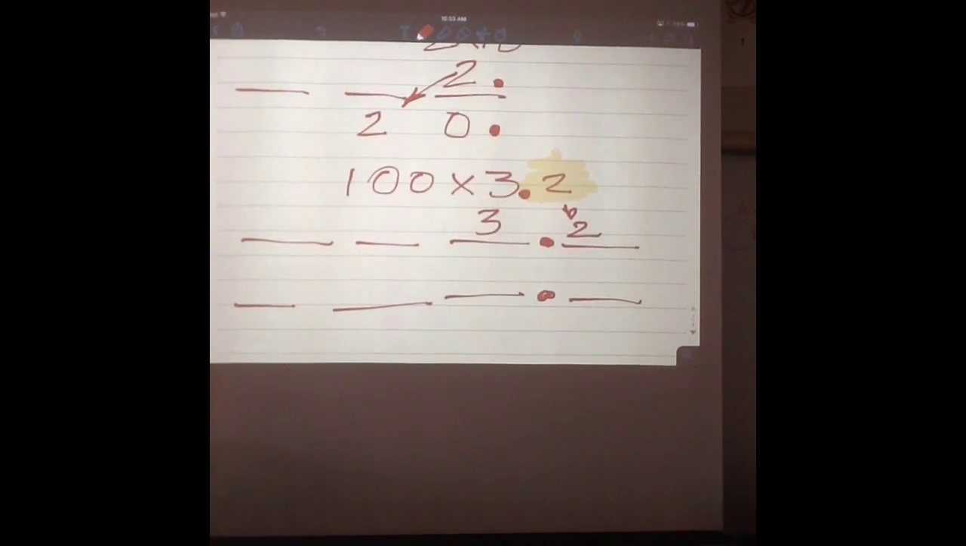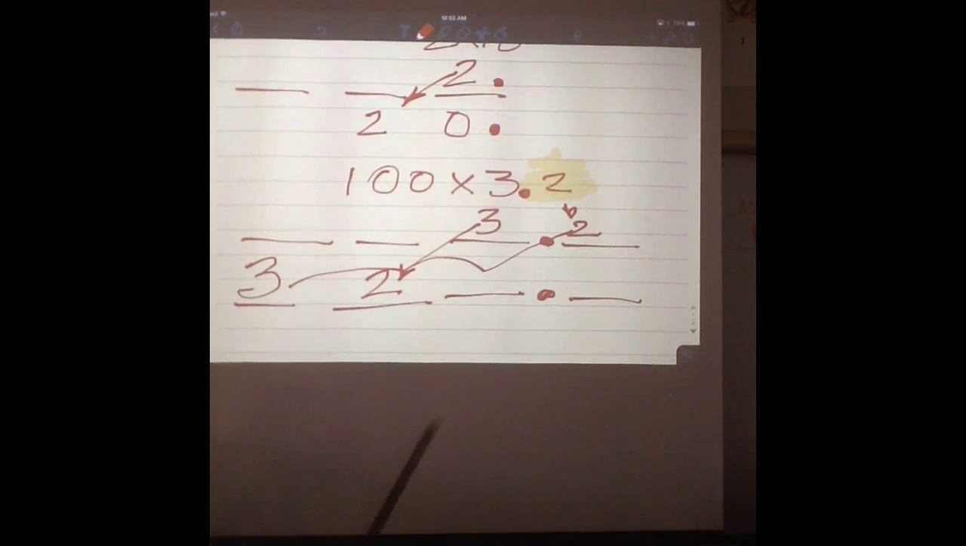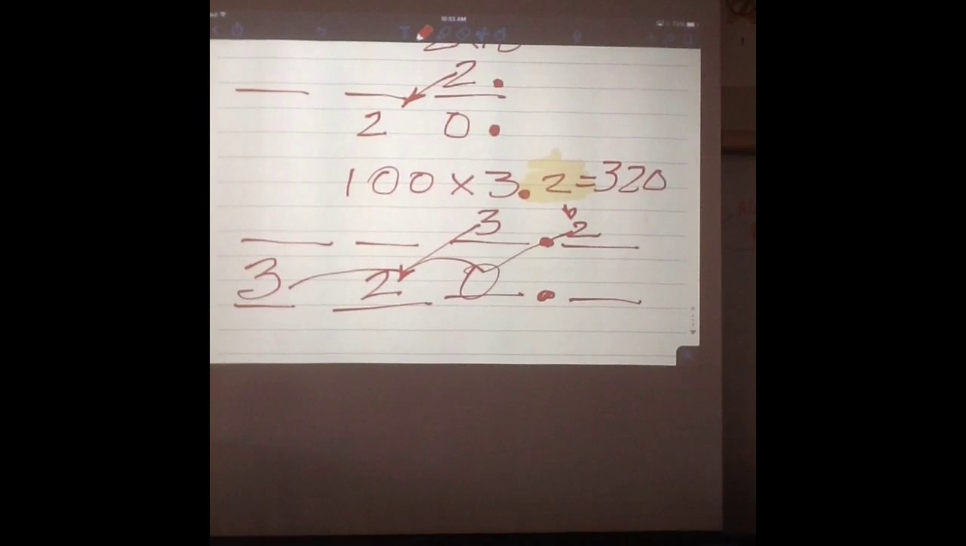How many times are we going to shift our numbers? 2 times. Let's shift them twice. 1, 2, right? So our 3 goes in the what? Hundreds. Where does our 2 go? 1, 2. Goes in the tens. And then what do we do with this empty space right here? 0. We put a 0. So our answer would be 320, right? Does everybody understand that?